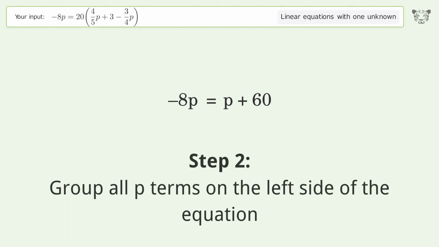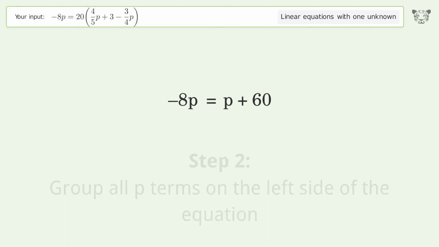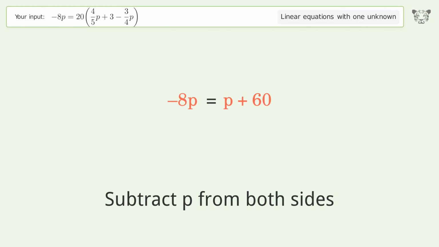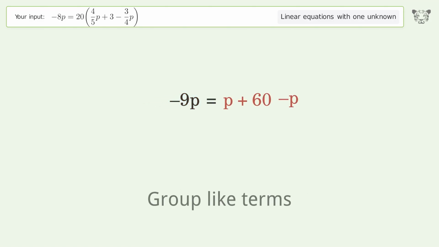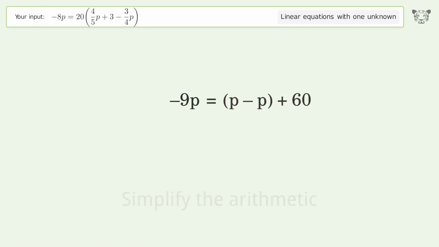Group all p terms on the left side of the equation. Subtract p from both sides. Simplify the arithmetic. Group like terms. Simplify the arithmetic.